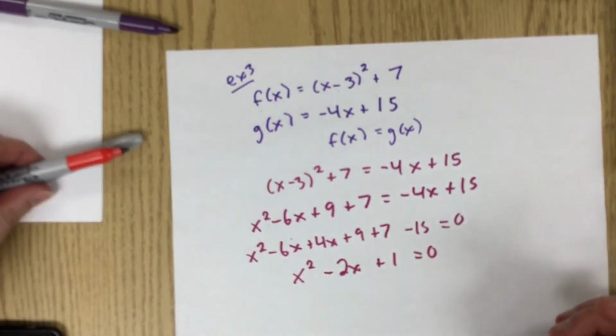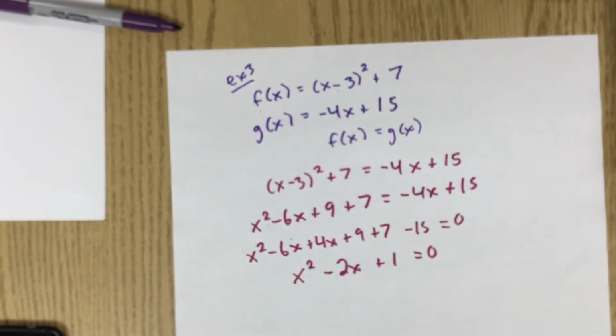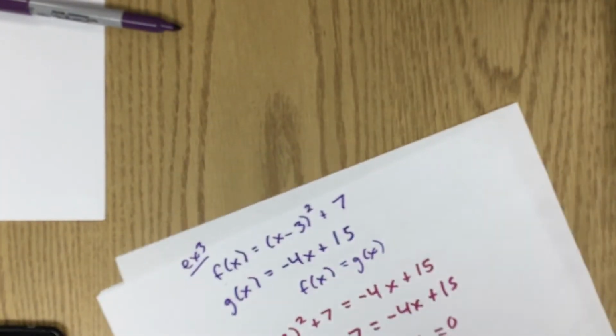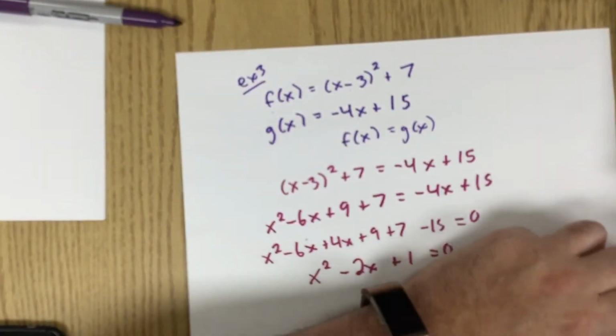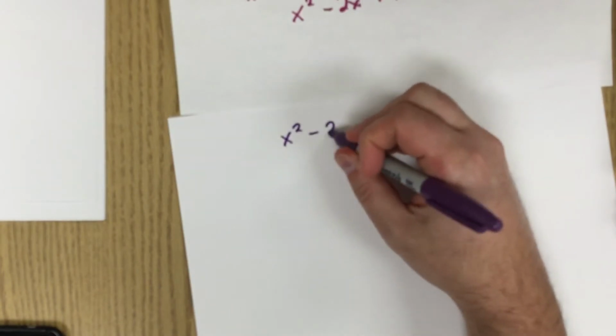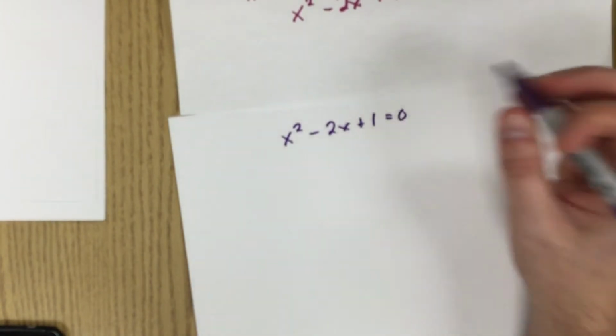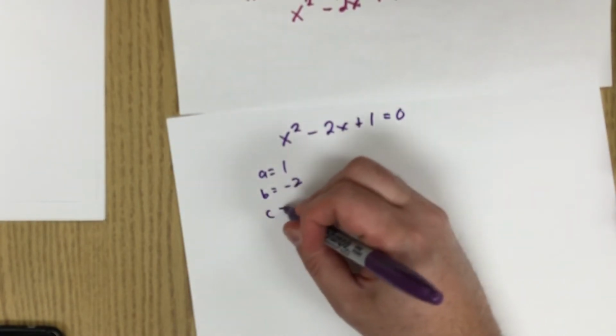So let's say we don't know how to solve this. This actually factors pretty easy, but let's pretend that we didn't actually know how to factor it. Let me grab a piece of paper. So if I didn't know how to factor this, then what I would say is, we have x squared minus 2x plus 1 equals 0. So the a is 1, the b is minus 2, the c is 1.